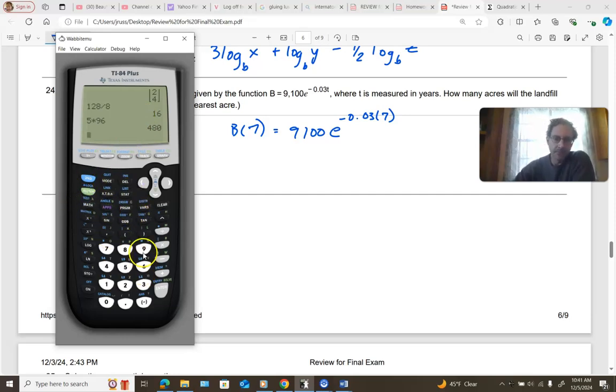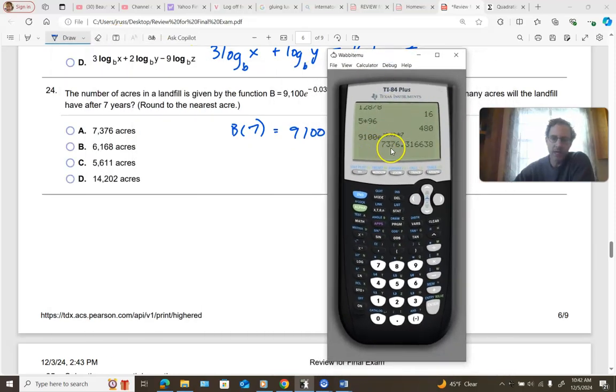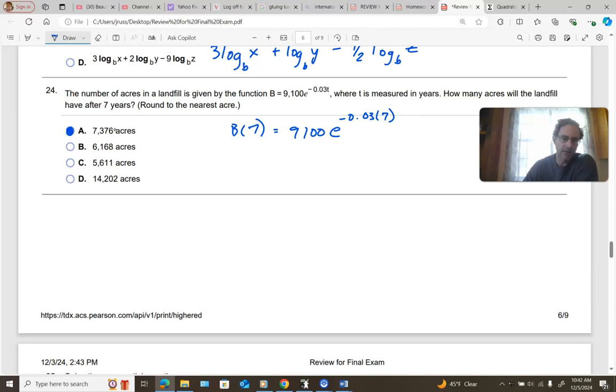Alright, so 9,100 times e. I'm going to get my e from down here. I'm going to hit second and then the LN key. Then I'm going to type in my exponent, negative 0.03 times 7. I'll hit enter, and after 7 years, we're only going to have 7,376 acres left in this landfill. Okay.